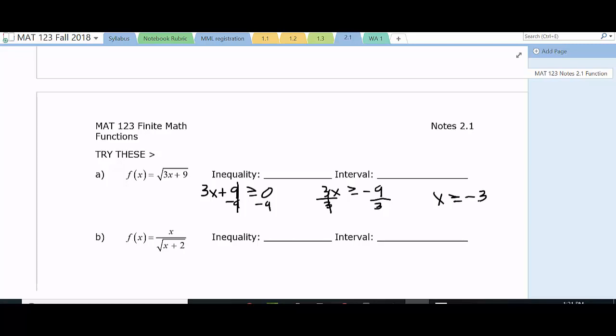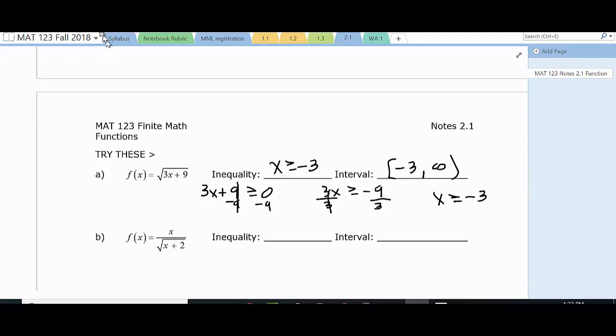Okay. So what we'd say on this is x greater than or equal to negative 3, and what you should have done on your interval is just bracket negative 3 and then infinity. Don't put a bracket on infinity ever. That's because it doesn't come to an end. It's not something that you're including in your interval.